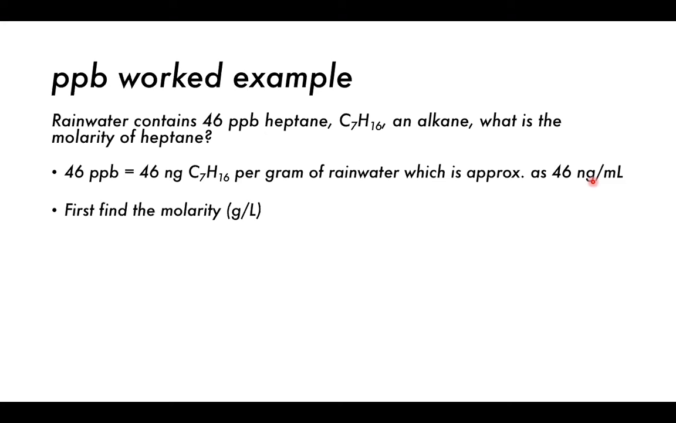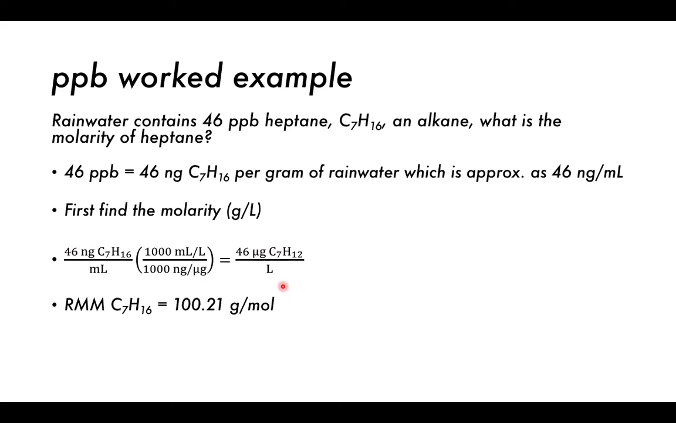So we want to first find the molarity, which is going to be grams per liter. So we need to find out the molarity here, which is going to be 46 nanograms of our heptane per milliliter multiplied by this conversion factor, which will give us 46 micrograms of heptane per liter. So based on this, we can now convert this into our molarity by using the molecular mass of heptane, which is 100.21 grams per mole.